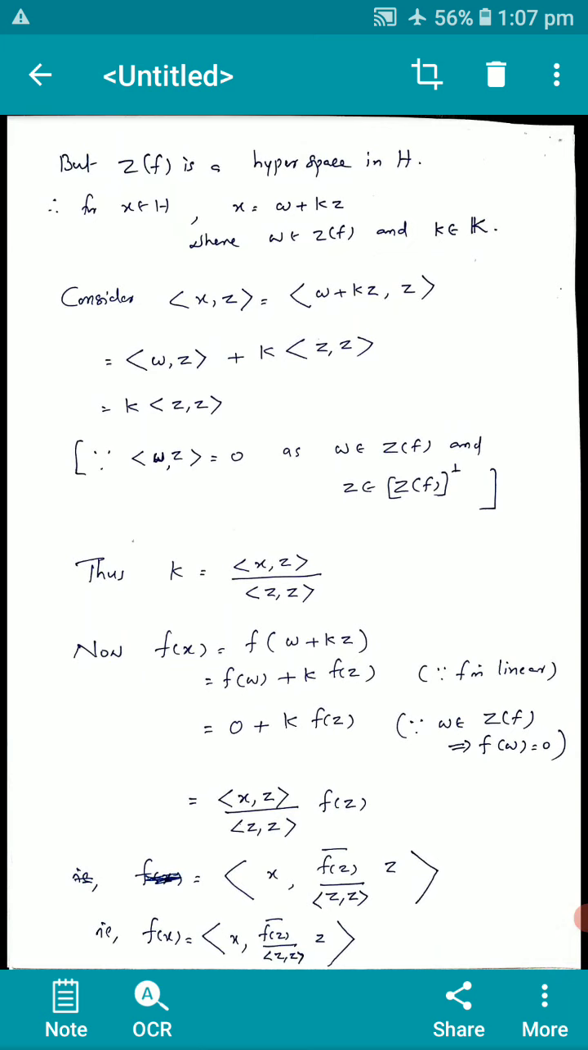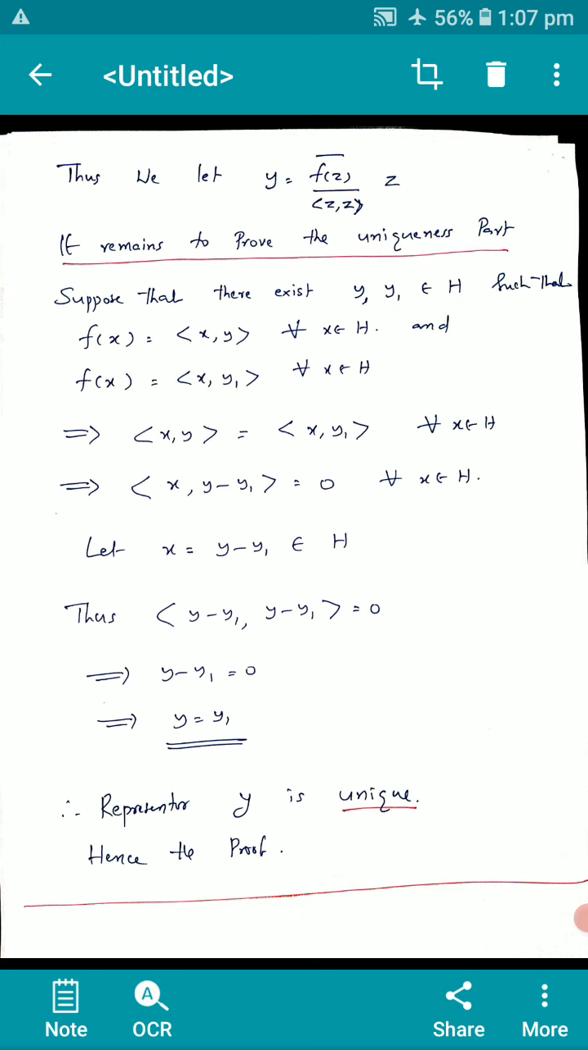So you are left with the inner product of x and f of z bar by inner product of z and z, times z. You can write like that. Or f of x is equal to inner product of x and f of z bar by inner product of z and z, times z. Correct? Thus, we get y as f of z bar by inner product of z and z, times z.